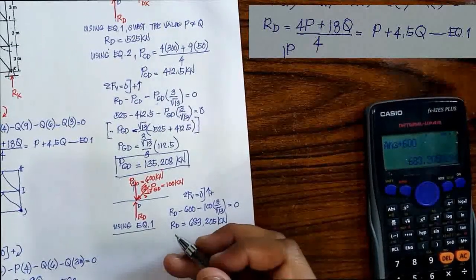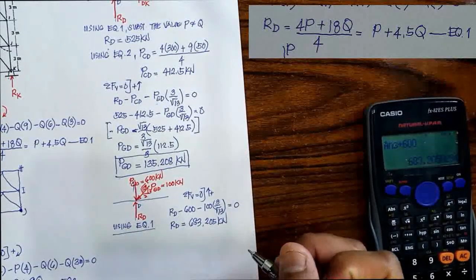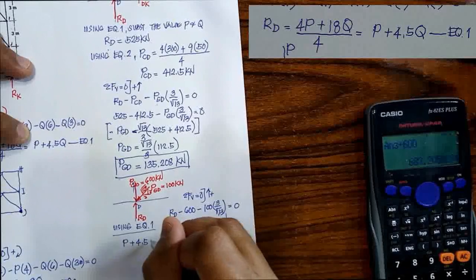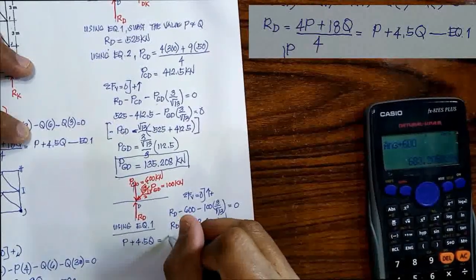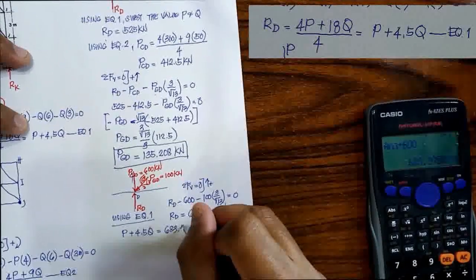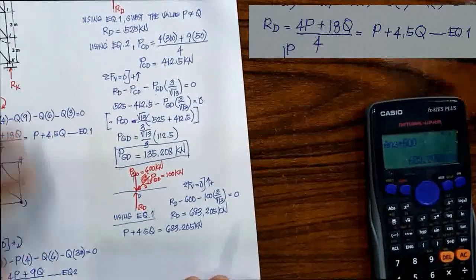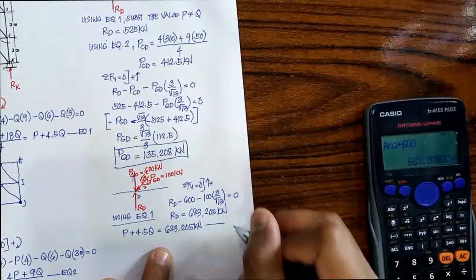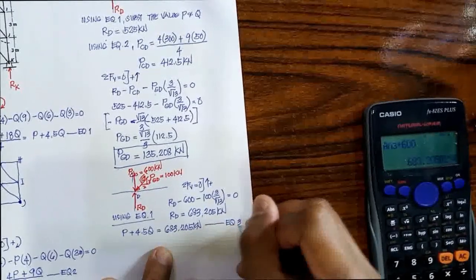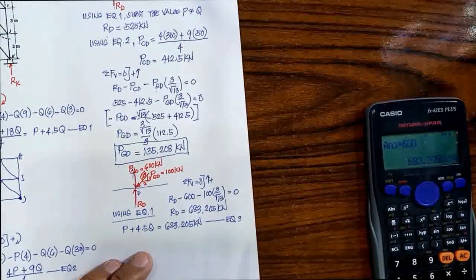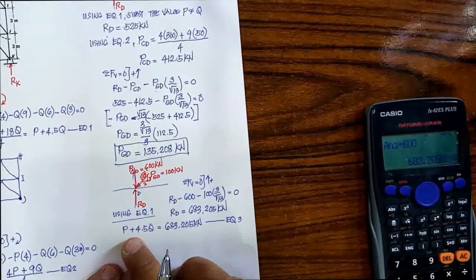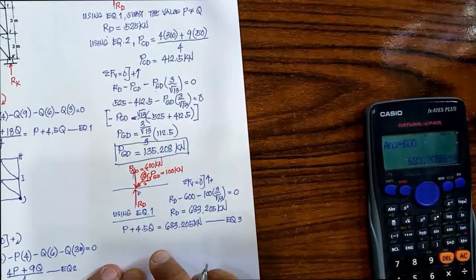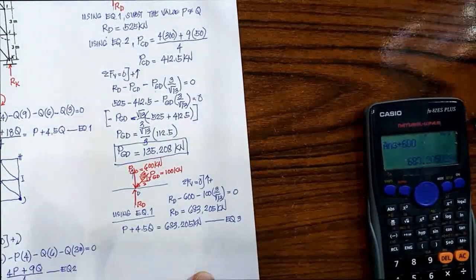using equation 1 with R sub D, we have P plus 4.5 Q is equal to 683.205 kilonewtons. So this is equation number 3. Next, since this equation has two unknowns, P and Q, we have two unknowns with two equations. So we will see which equation we can use.